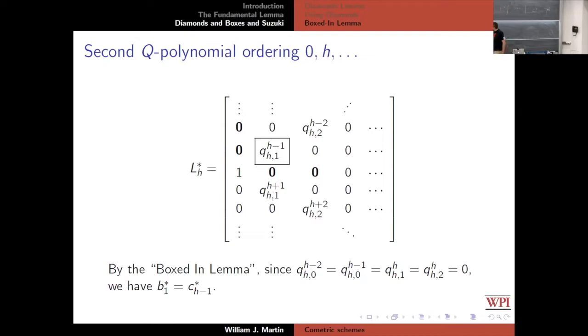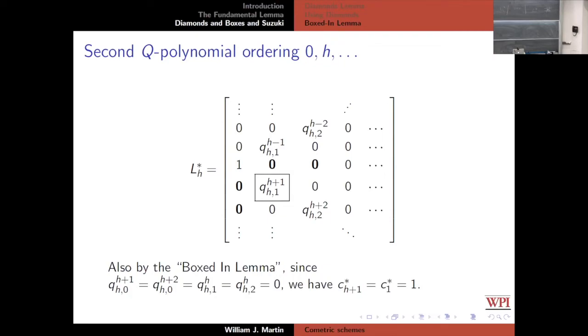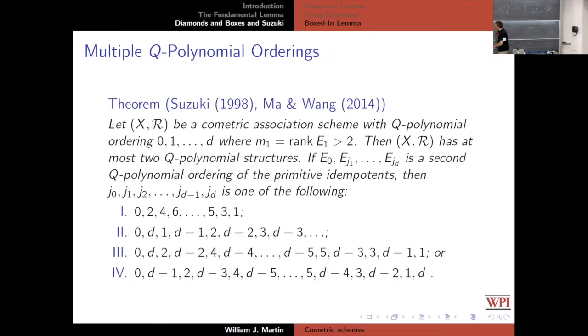Now, what if you look, instead of this one just above here, what if you look at the one just below? That's boxed in to the left and above. So that forces CH plus 1 star equal to C1 star, and that's 1. So things are very, very restricted. I think I'm going too fast. Questions? Here's the theorem that we're trying to prove.